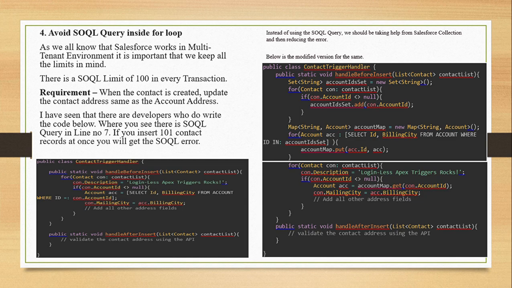Instead of using the SOQL query inside the loop, we should take help from a map, so we reduce the error. Below is the modified version of the same: Set<String> accountIdSet = new Set<String>(), for each contact add the account ID into the set, and Map<String, Account> accountMap = new Map<String, Account>(). This is a better way than the first scenario. We avoid SOQL queries inside the for loop, and it will bypass the governor limits.